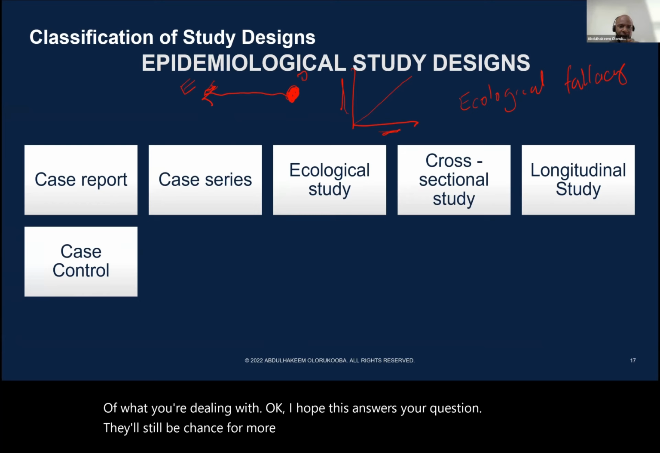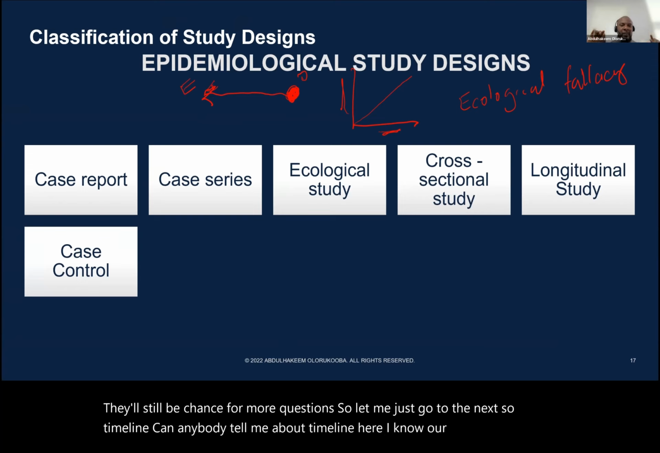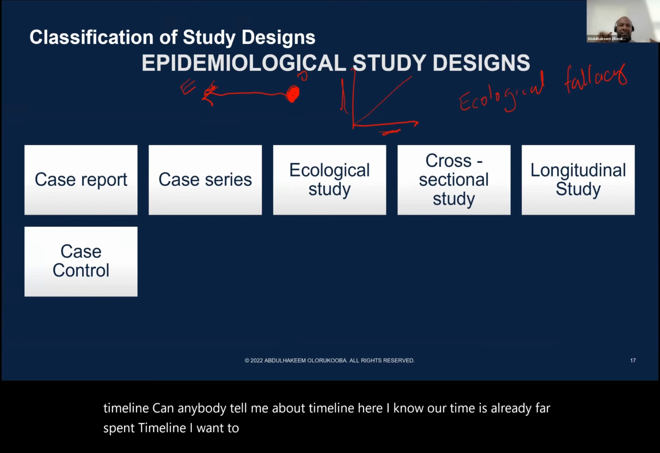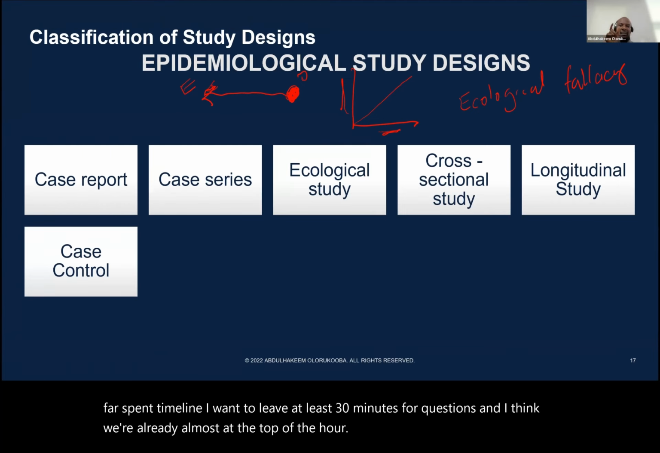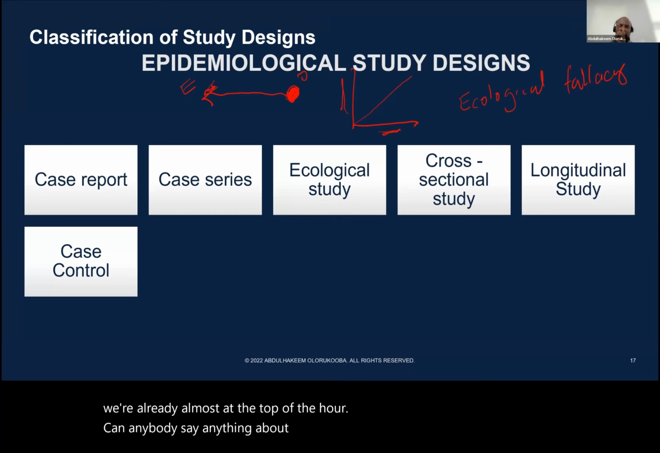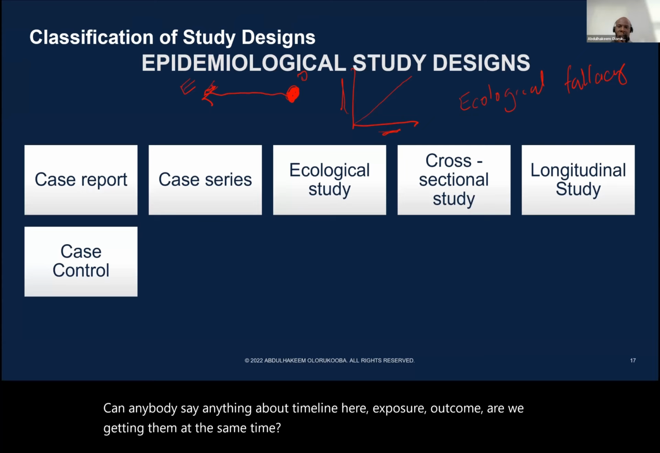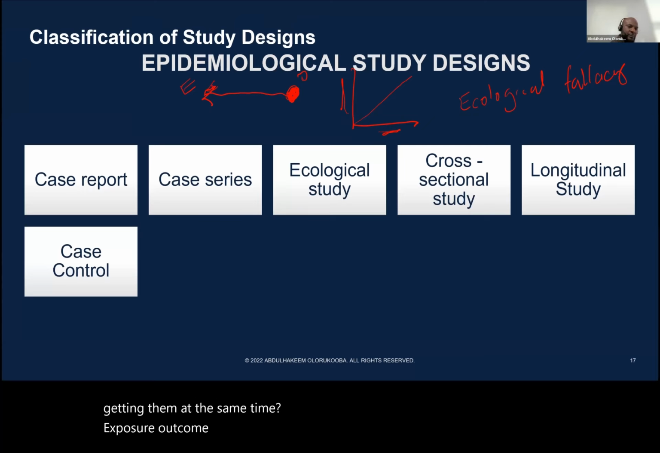So let me just go to the next. So timeline. Can anybody tell me about timeline here? I know our time is already fast spent. I want to leave at least 30 minutes for questions, and I think we're already almost at the top of the hour. Can anybody say anything about timeline here? Exposure, outcome. Are we getting them at the same time? Exposure, outcome. Anybody on the call?